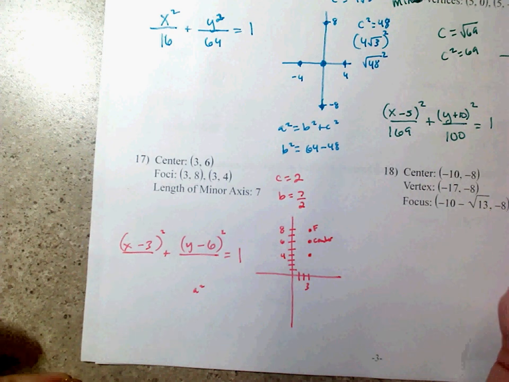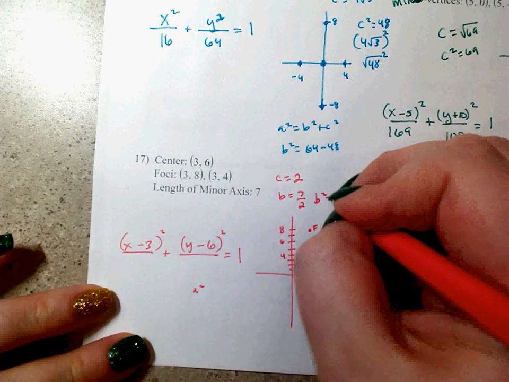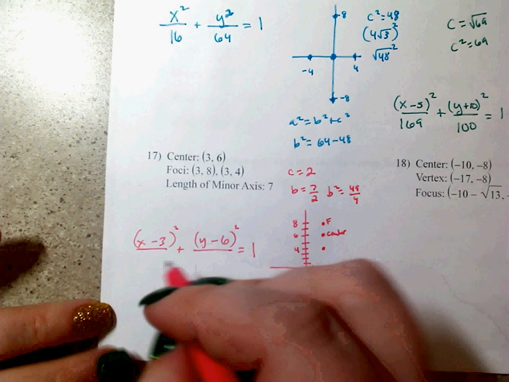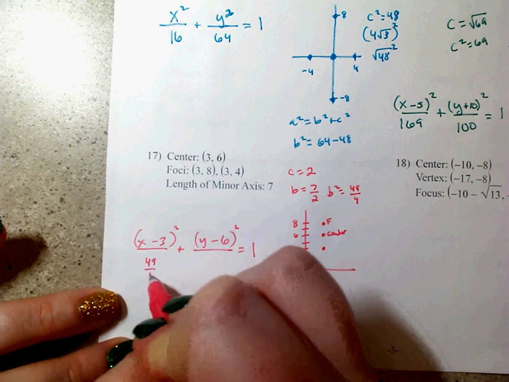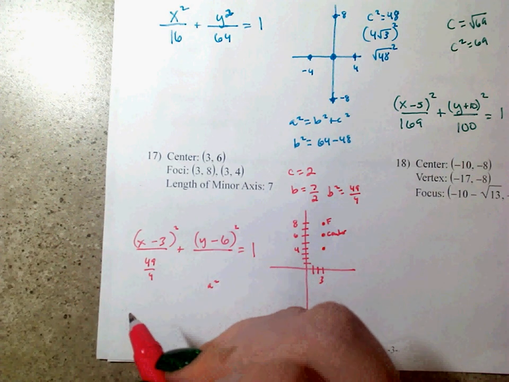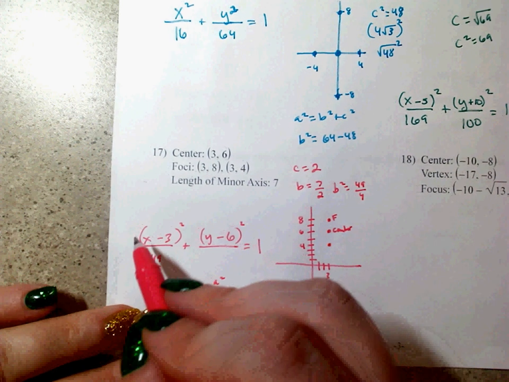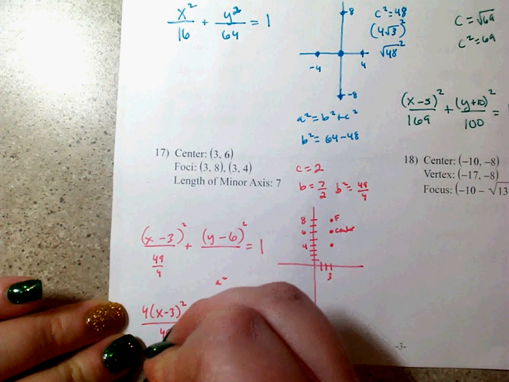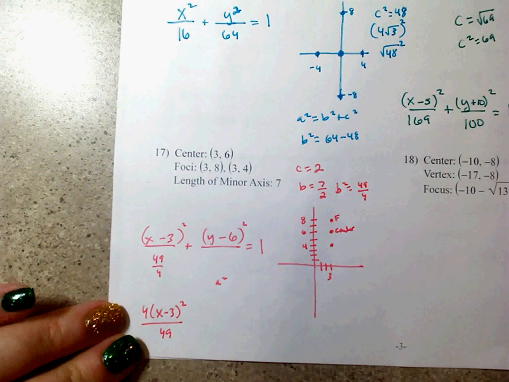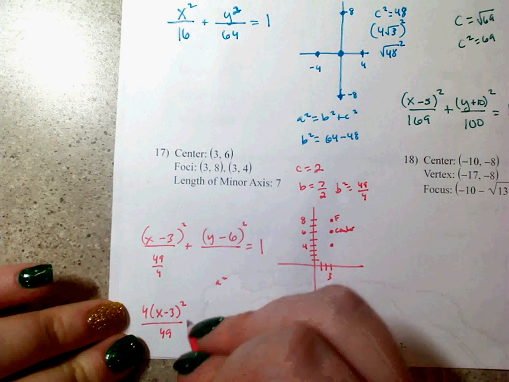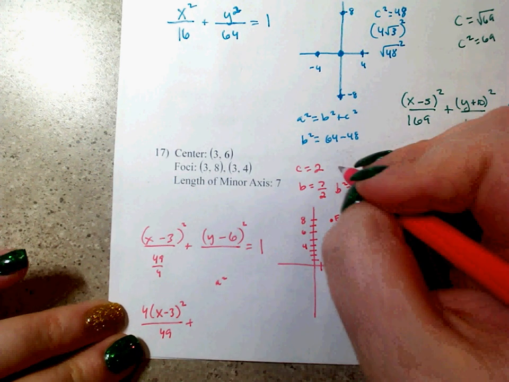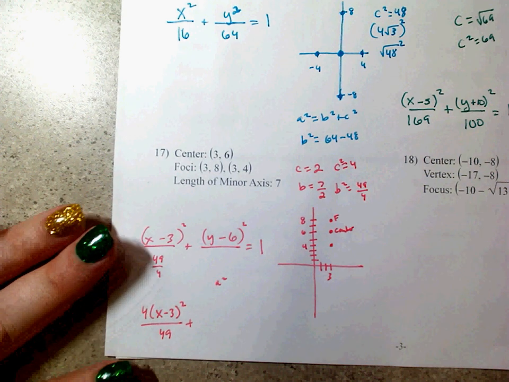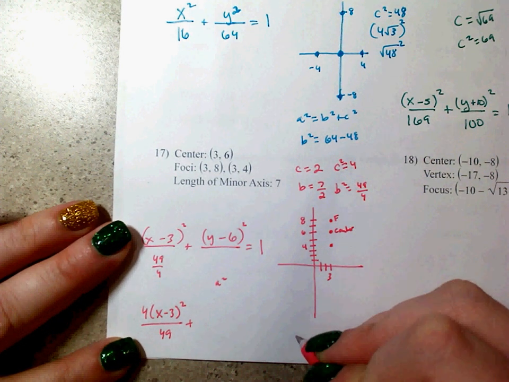Okay, so if that goes here, 49/4, although if I were to rewrite it, because I don't like fractions within fractions, I would put the 4 up top. So I'd say 4 times x minus 3 squared over 49. Not likely to happen on the quiz, though, since we didn't practice that on homework. And then I need to find A squared. So if I know C squared is 4, and I know B squared is 49/4, and I know A squared is B squared plus C squared, then I could say that A squared equals B squared plus C squared.